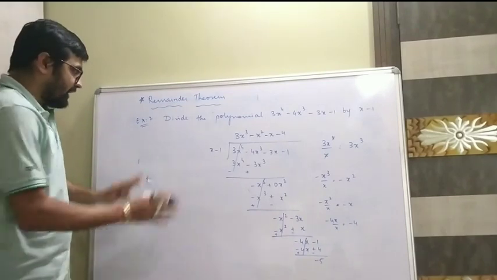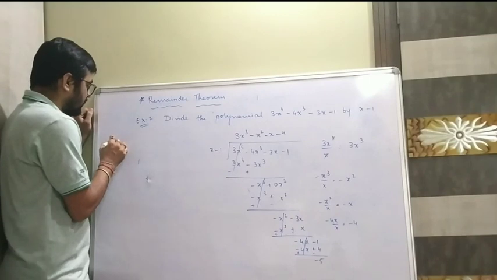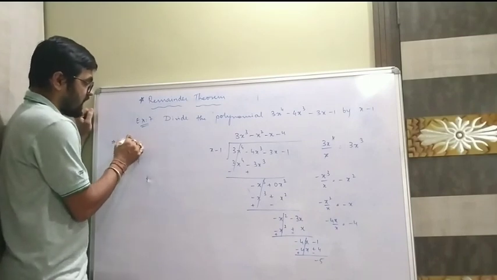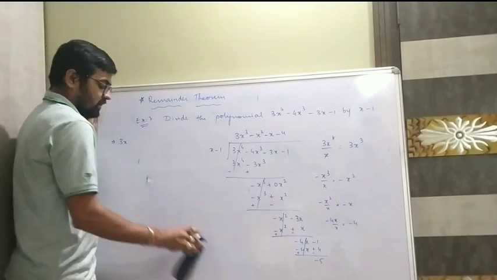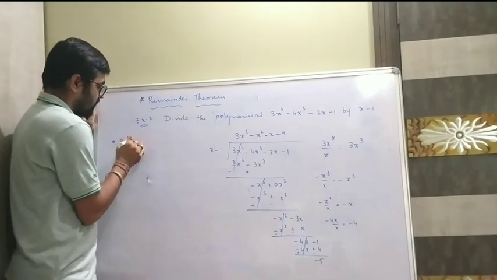Now can I write the whole thing as 3x cube minus, sorry my bad, I want to write this in the dividend equals format.